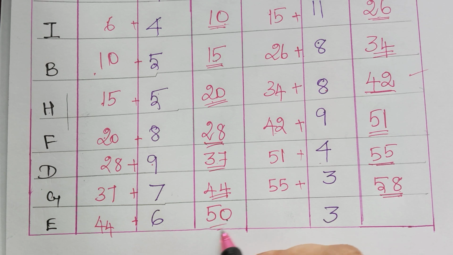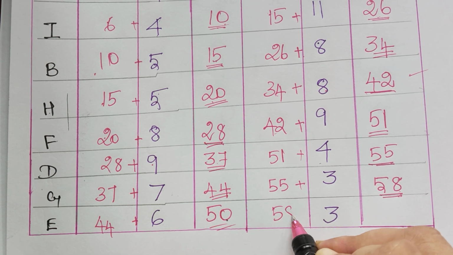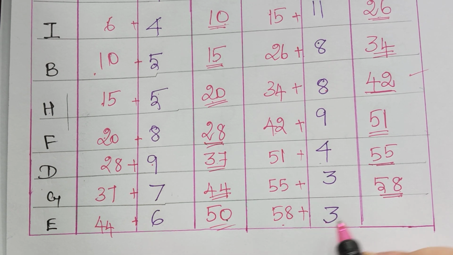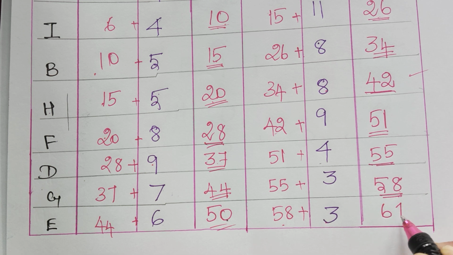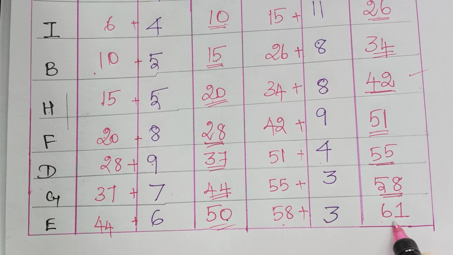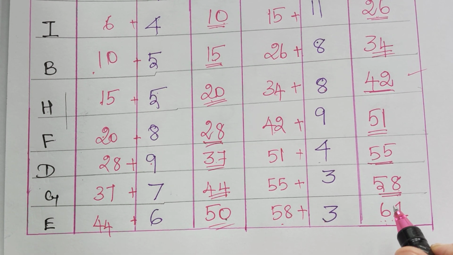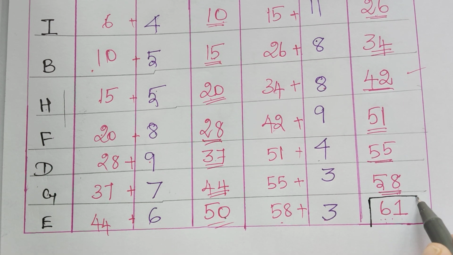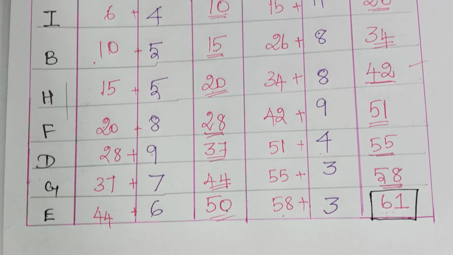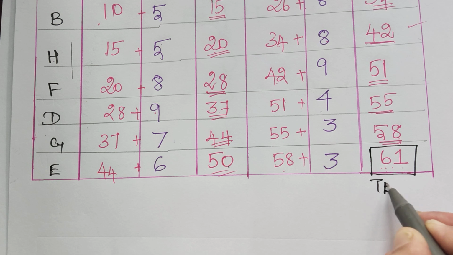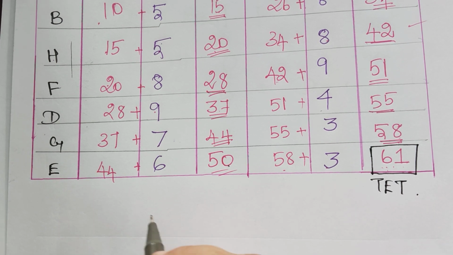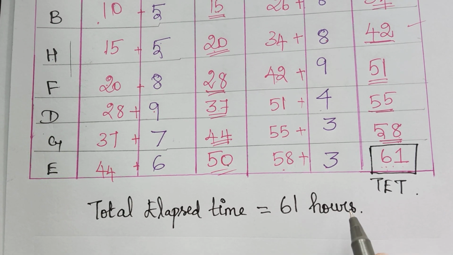Obviously 58 is greater than 50. So 58 you will have here, and 58 plus 3 gives us 61. So this 61 is known as the total elapsed time. So this gives us the total elapsed time. So we shall take and write that. So we have taken and written.